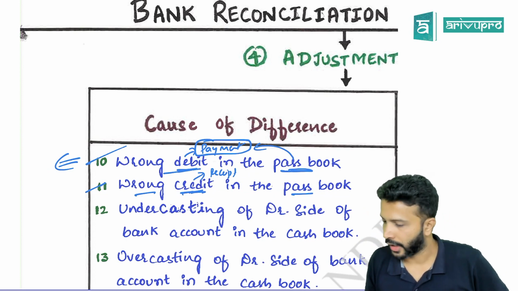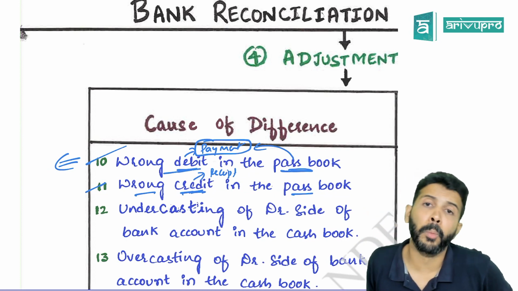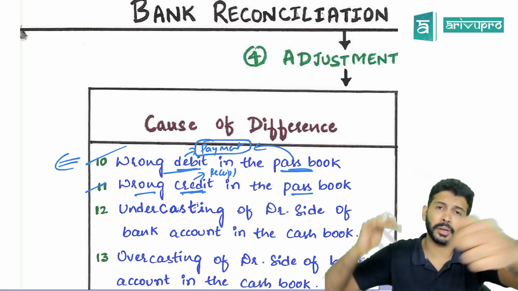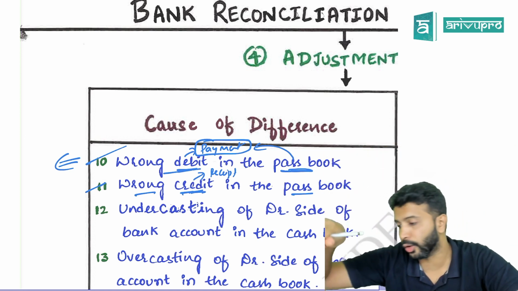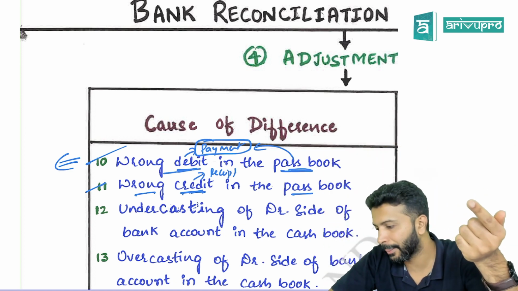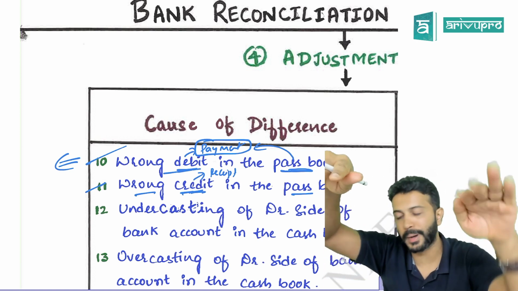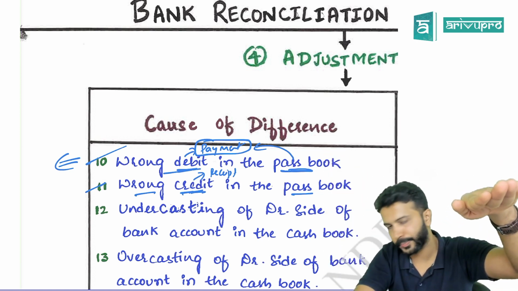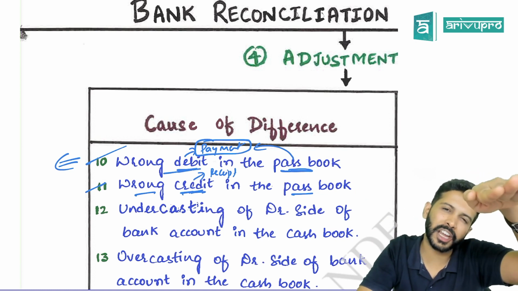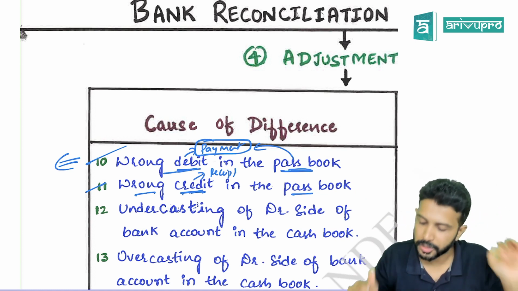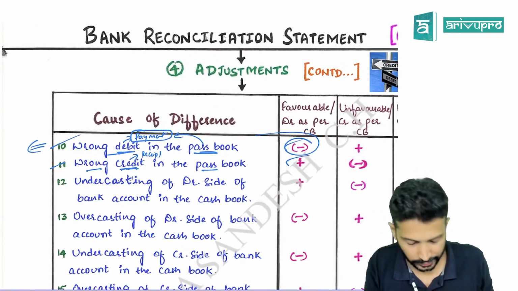So if you are unnecessarily showing more payments, your bank balance will increase or it will reduce? If you're showing more payments, passbook balance will reduce. And your starting point is cash book now. So that means passbook cannot be touched. To reconcile them, even cash book also you need to reduce like that.